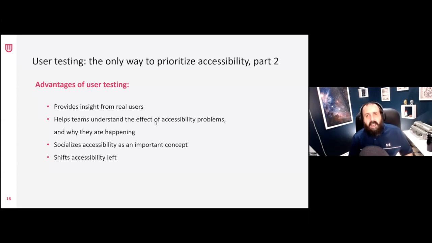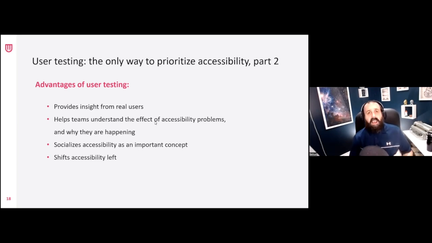As well, user testing helps you socialize accessibility as an important concept. There is a real power to making sure that your teams are able to interact with and receive videos from people with disabilities using your actual product, because that will enrich and deepen their understanding of things like the Web Content Accessibility Guidelines and other accessibility requirements. Because if you are just presented with a list of requirements and not told why, it's very difficult for you to implement those requirements in meaningful, impactful, effective ways.